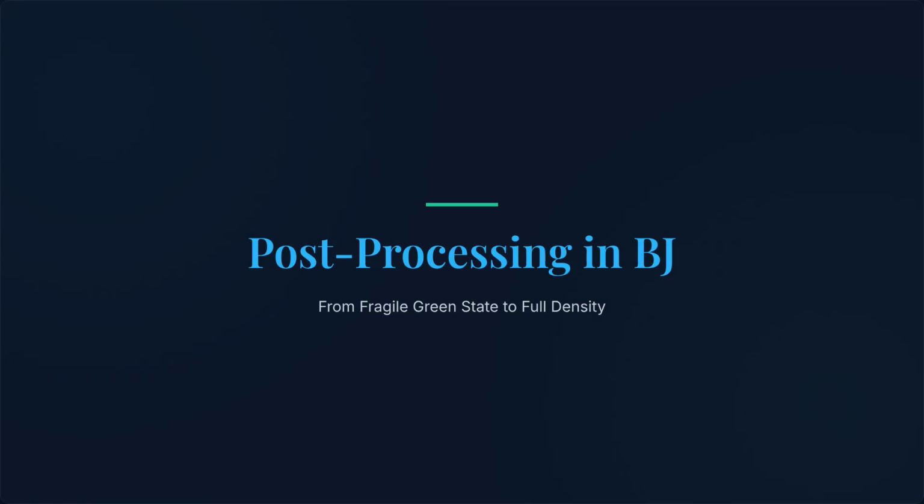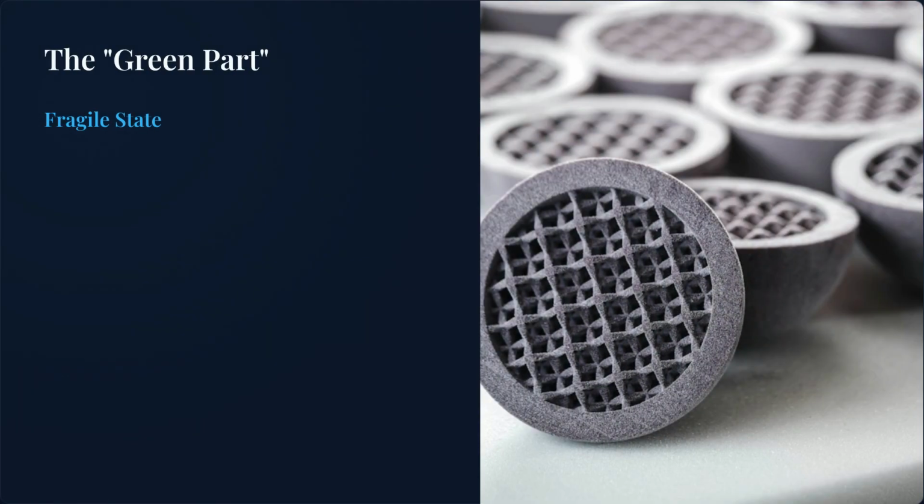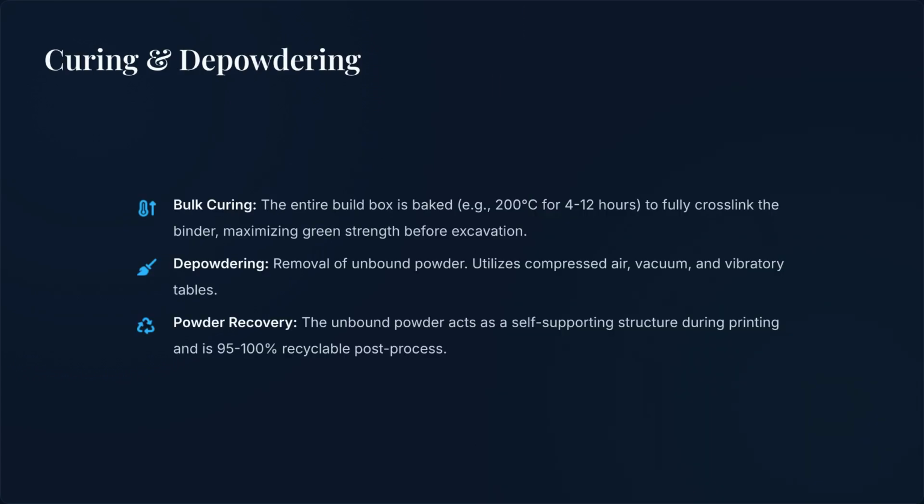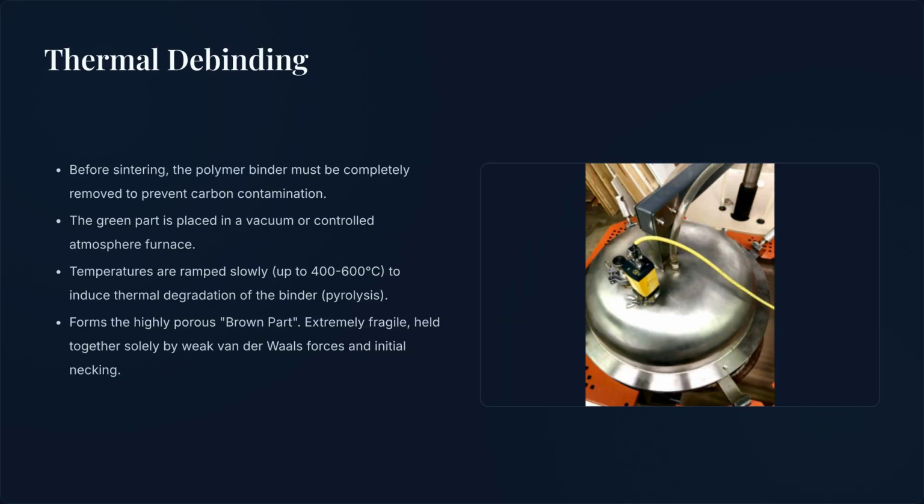Binder jetting requires significant post-processing to transform the fragile green part into a fully dense final component. The green part is held together only by binder bridges between particles. Since green density is typically around 50 to 60%, handling at this stage requires great care. Post-processing starts with bulk curing to maximize strength, followed by depowdering, where excess material is removed and recycled for future print jobs.